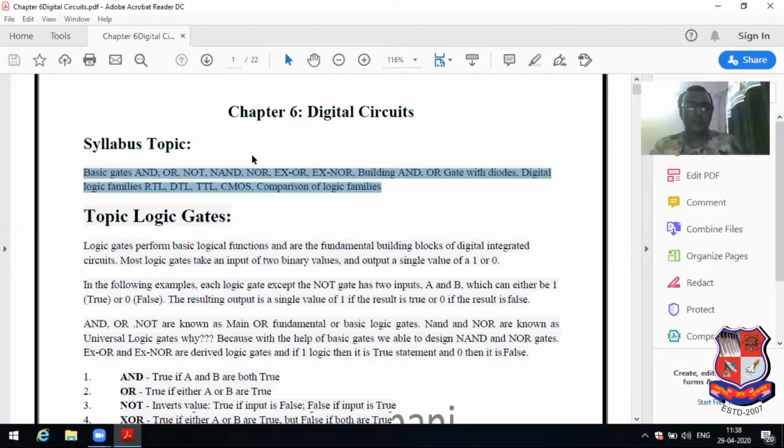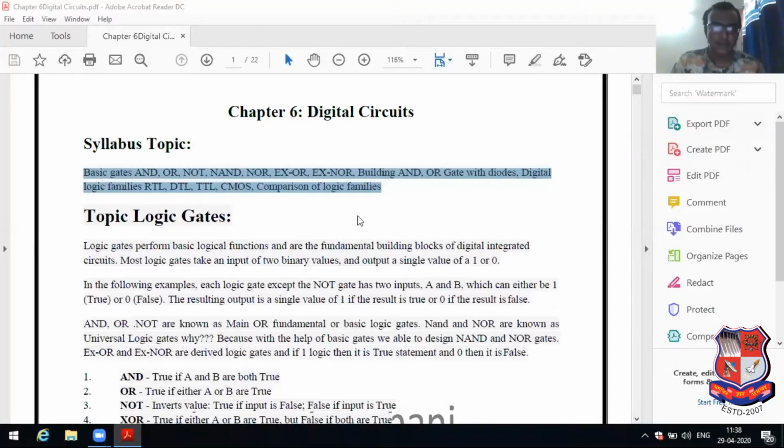So we have tried to concentrate first of all on what is the meaning of digital logic family, what is the meaning of fundamental logic gates, and then we have switched over to what is the meaning of logic family. So start with the basic principle of gates. What is the meaning of logic gate?